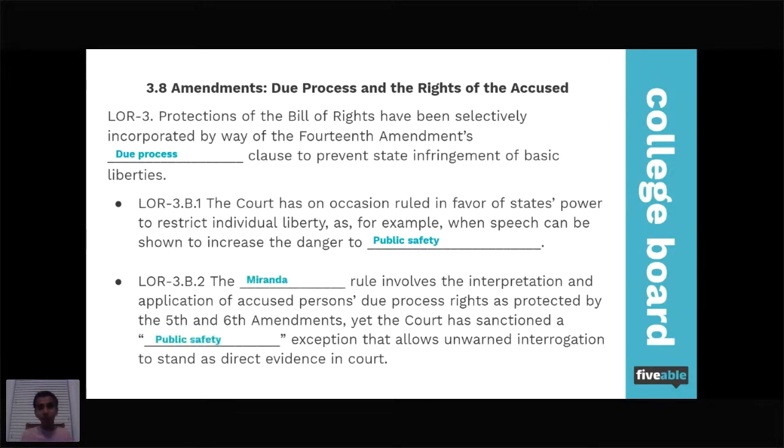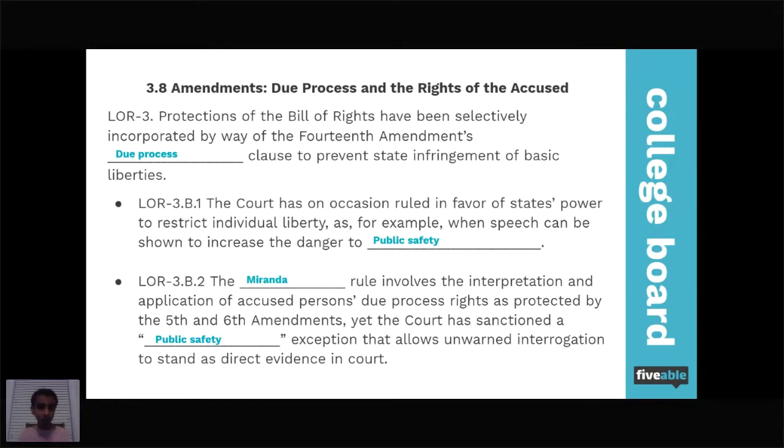The next standard also involves the public safety rule and the Miranda rule. Like we said before, Miranda versus Arizona addressed that with the Fifth Amendment, you can't incriminate yourself. However, the public safety exception allows unwarned interrogation to stand as direct evidence in court. So if there is something they said that could help the police solve something that has been an imminent threat to society, then yes, it can be used against them in court despite the Fifth Amendment. But that's again an exception based clearly on public safety.